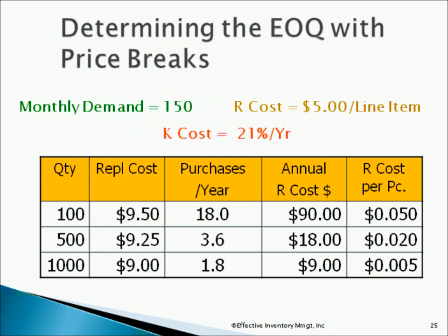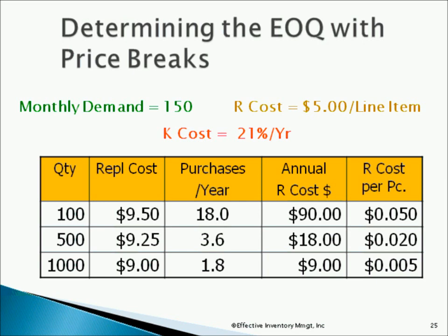Now, as I said, there are multiple versions of the economic order quantity formula. One of those versions allows us to see what we should do with a vendor. Let's say a vendor offers us several opportunities to buy a product. In this situation, the vendor is offering me 3 opportunities to buy a product. I could buy 100 pieces at $9.50, 500 at $9.25, and 1,000 pieces at $9 each.